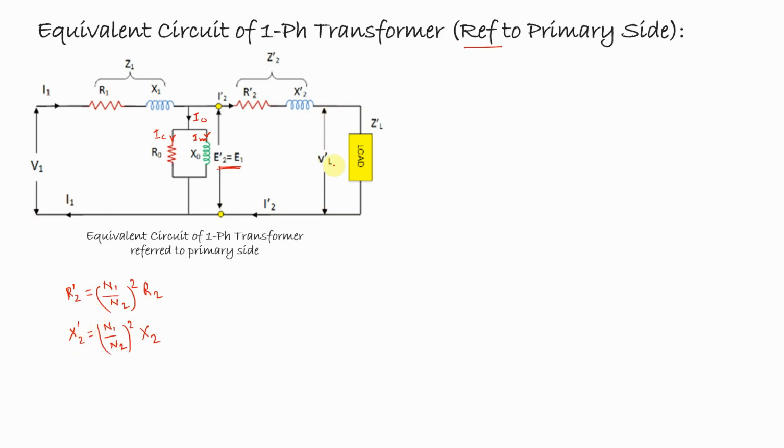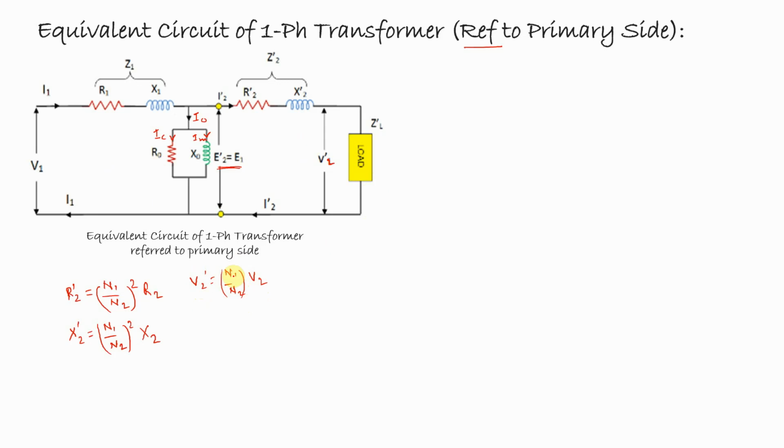Similarly, the voltage across the load is considered as V2 dash, and V2 dash will be equal to N1 by N2 into V2. V2 was previously the voltage across the load, but when we change the circuit to a primary circuit, the voltage across the load will be V2 dash and it will be equal to this value.